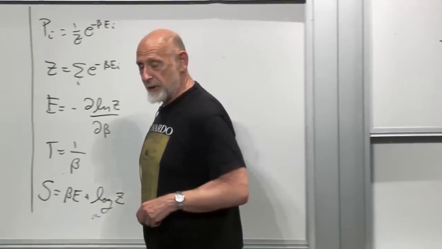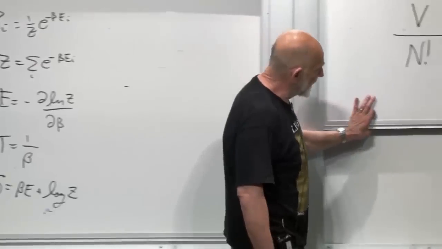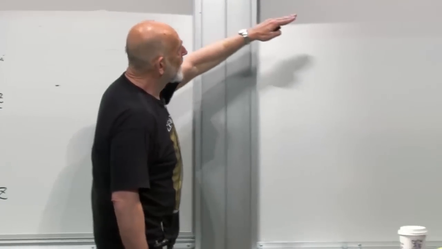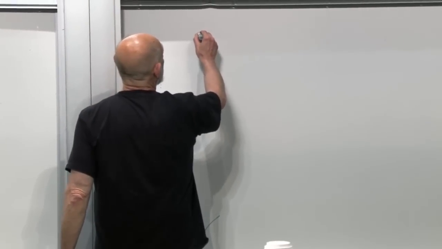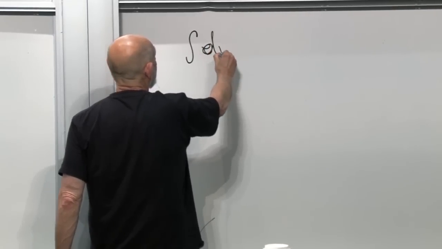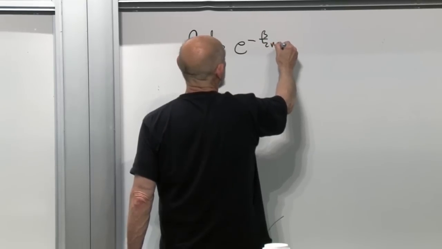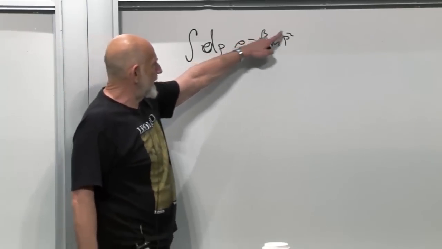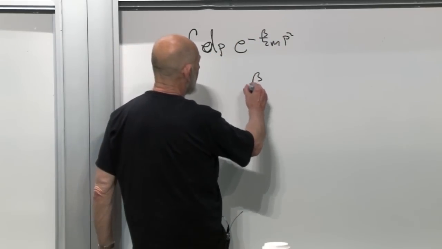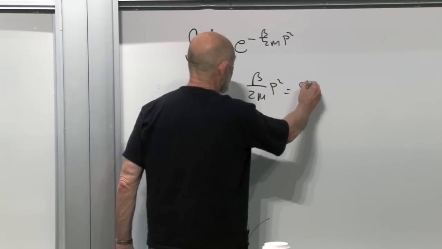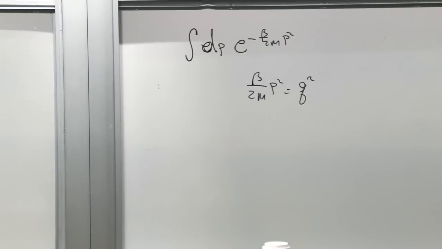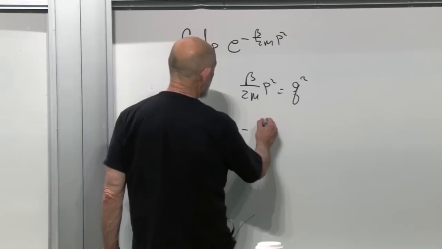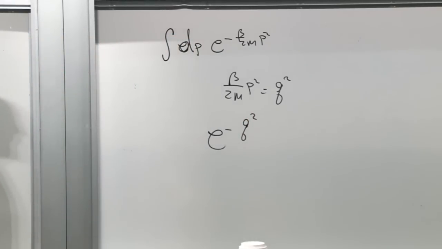I'm going to do the integral over here on this side of the blackboard. Oh, no, I think I'll do it underneath. Let's take the integral, integral dp e to the minus beta over 2m p squared. OK, first I'm going to change variables. I hate the fact that there's a complicated expression in the exponent here. So I'm going to define beta over 2m p squared to be equal to q squared. That's just a change of variables. Then the integral becomes e to the minus q squared. That was easy. I got rid of all the stuff in here.